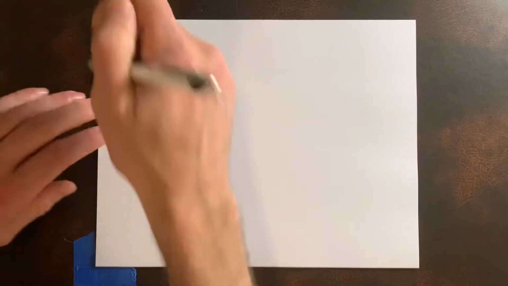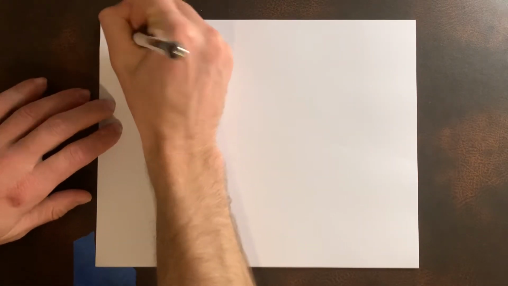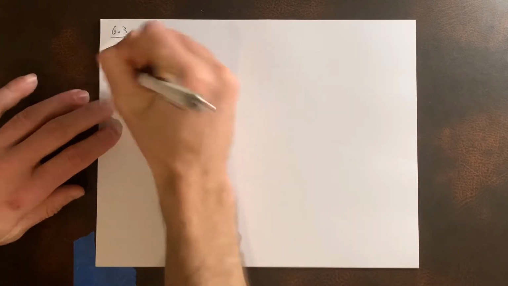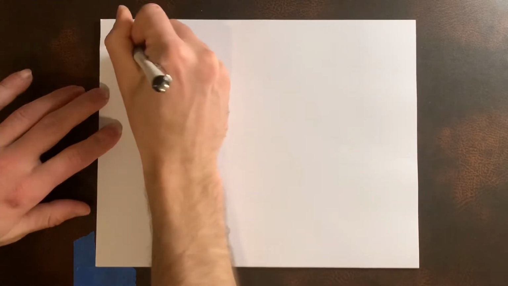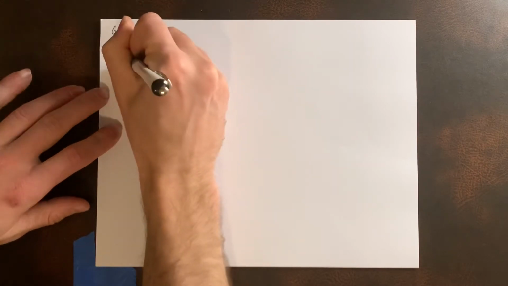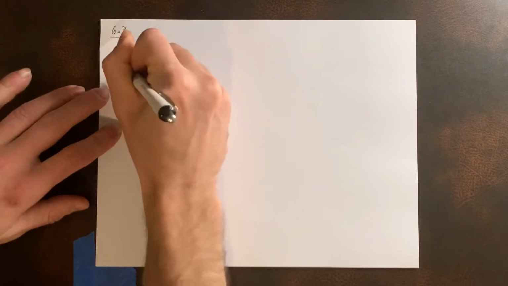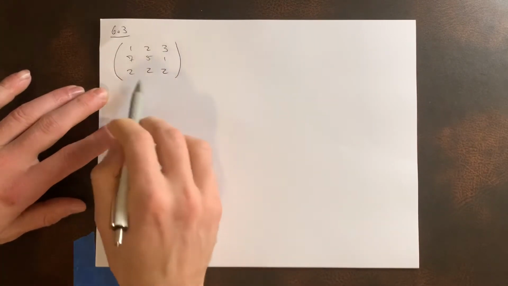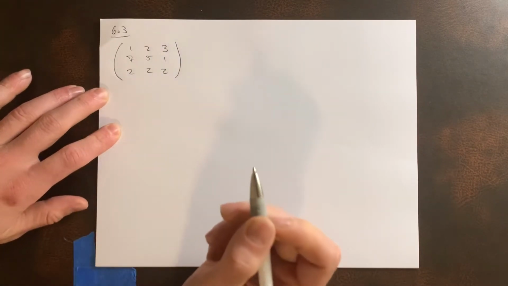In section 6.3, we're going to talk about something called a matrix. What a matrix is, it's this array of numbers. Let's do it with an example. So something like 1, 2, 3, 7, 5, 1, 2, 2, 2. When we write a bunch of numbers grouped together in this way, we call this a matrix.